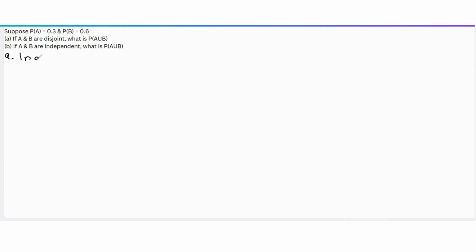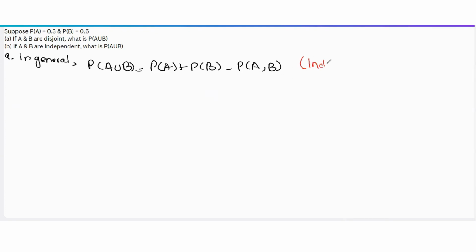Now the idea is that in general, the probability of A union B is found as probability of A plus probability of B minus probability of A and B, A intersection B. The comma represents AND, intersection. This is the inclusion-exclusion principle, or addition rule of probability. This is what holds in general.